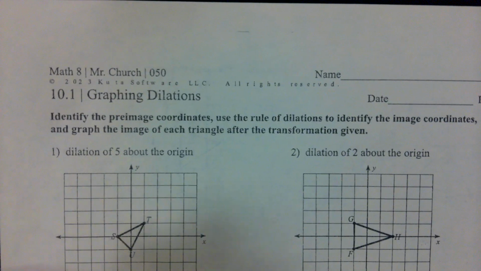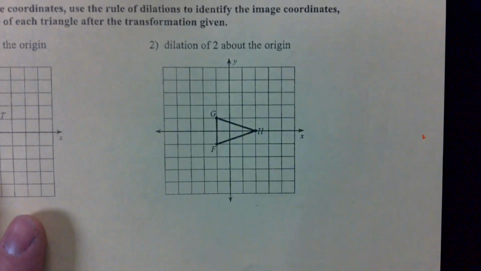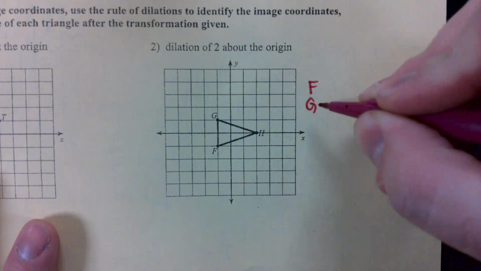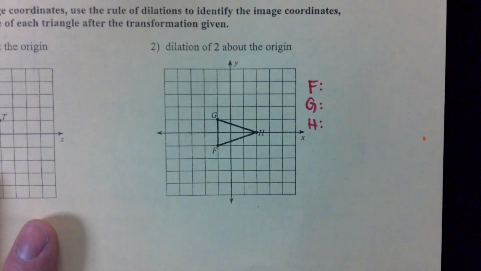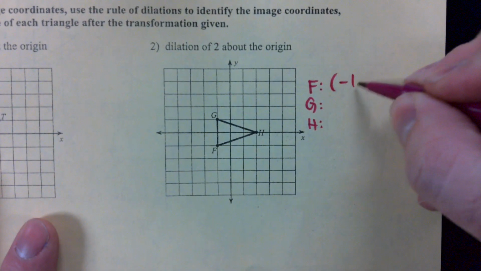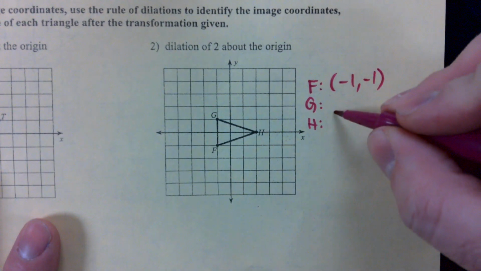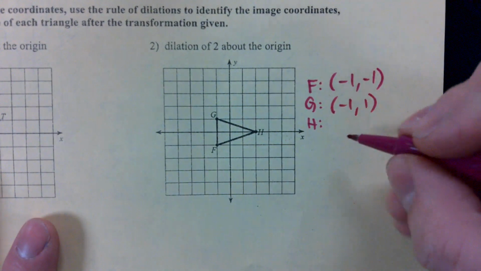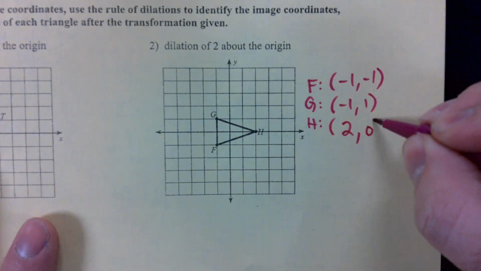So worksheet 50, we're going to go right to number 2. Let's go ahead and get our pre-image coordinates laid out here, F, G, and H. F is at -1, -1. G is at -1, +1. And H is at +2, 0.